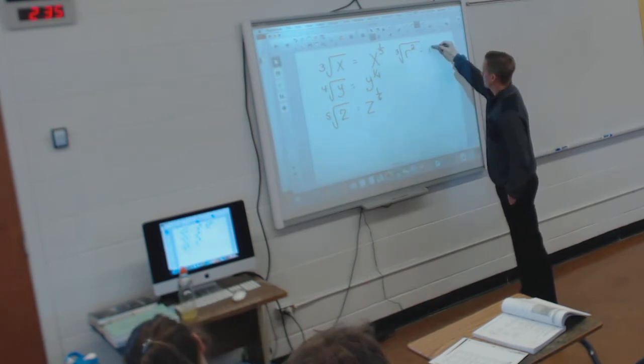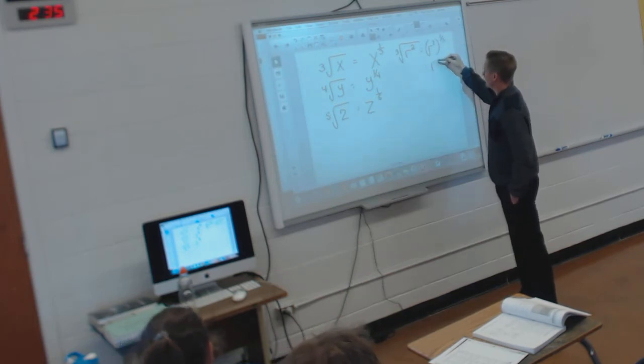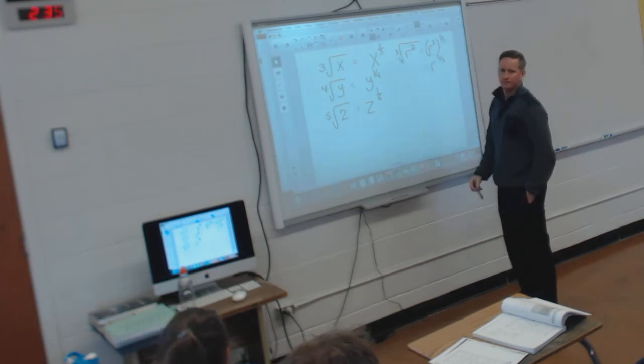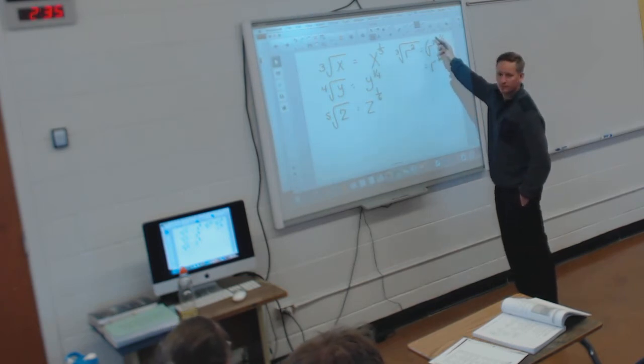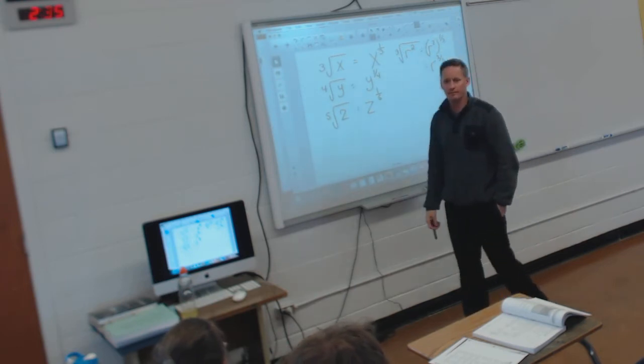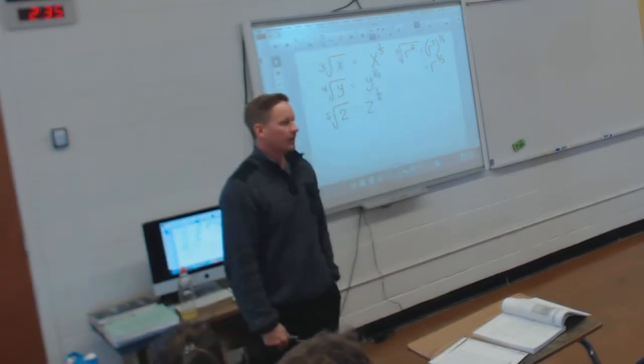So, r squared to the 1/3, which means r to the 2 times 1/3. It's 2 times 1 is 2. And it's 2/3. Follow me now? Yes. Okay, good.